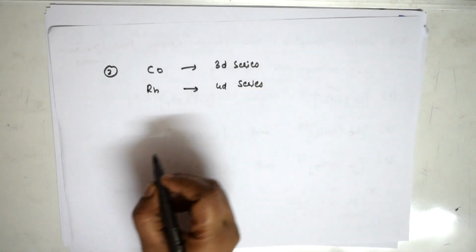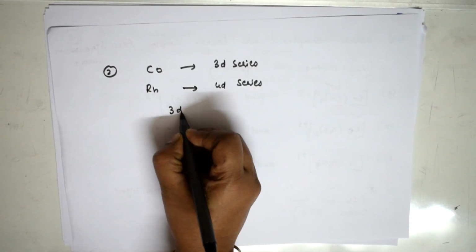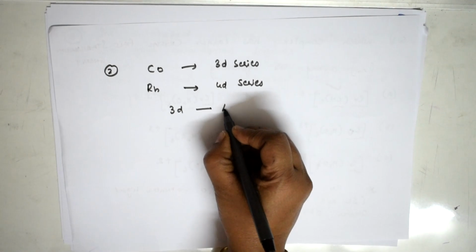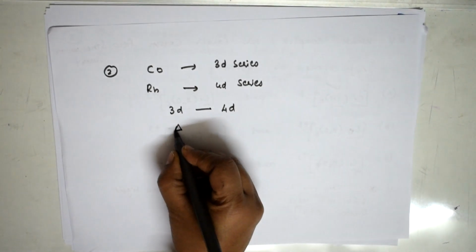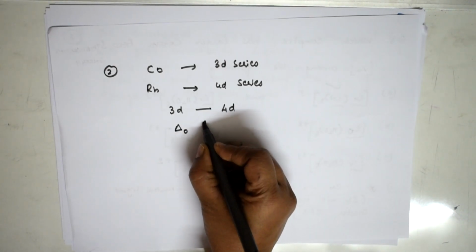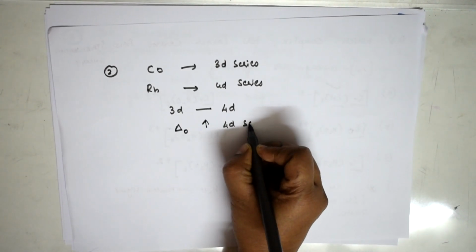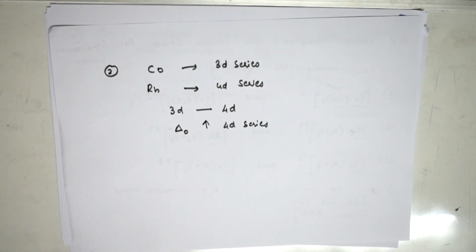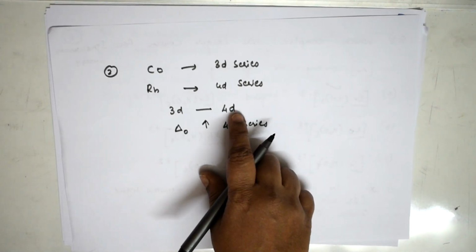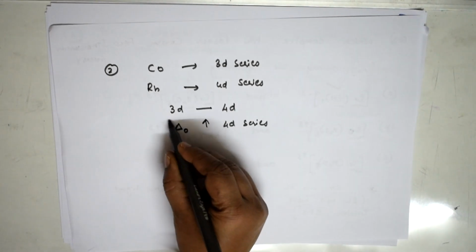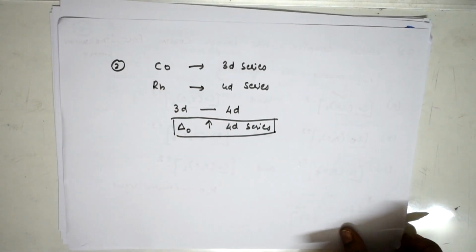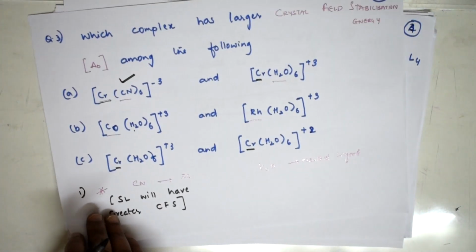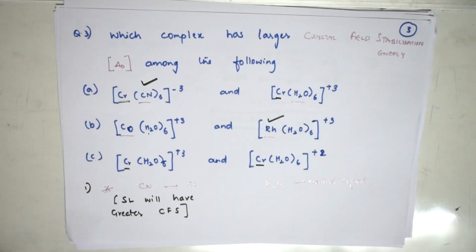See here. Always remember, when we compare between 3D and 4D series, the crystal field stabilization energy delta naught will be more for 4D series. This is an important thing. So compared to both, the higher series 4D will have more crystal field stabilizing energy. So which one is in 4D series? Rh. So which is the complex I have to tick? The stable complex is the second one.